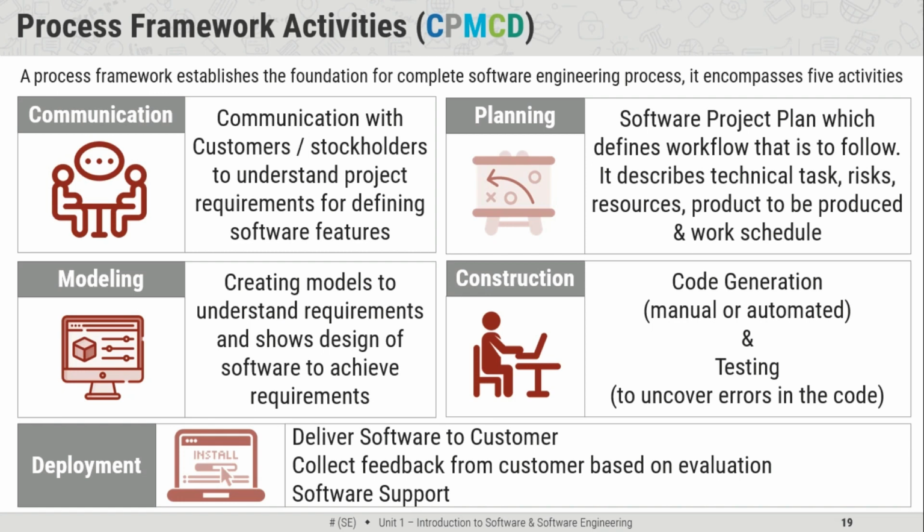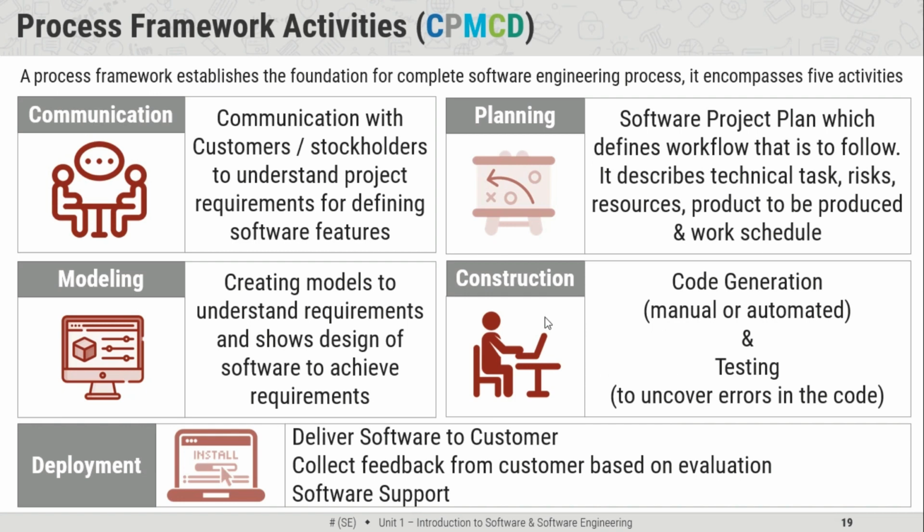The next activity is the construction activity. In this construction activity, you actually write the code. You try to go for constructing your software. The software is not manufactured, it is coded. So we write the code for the software either manually or automatically, and we test it, so that we check the accuracy of our software and can uncover errors in the code.